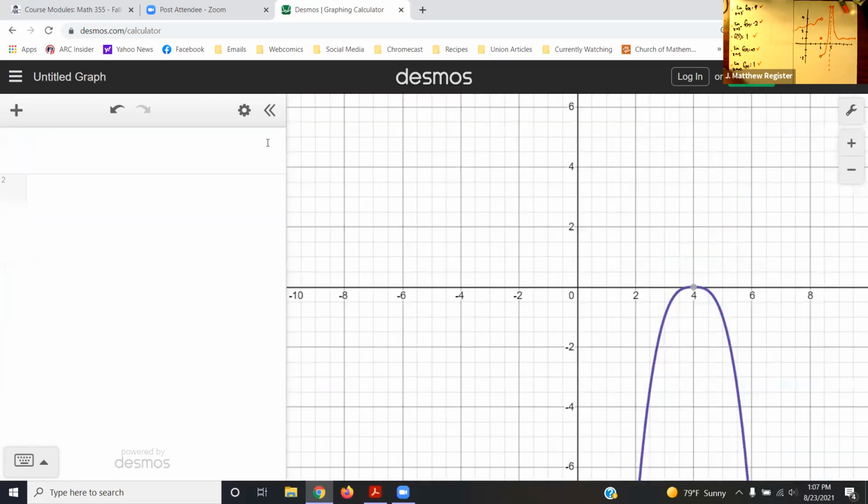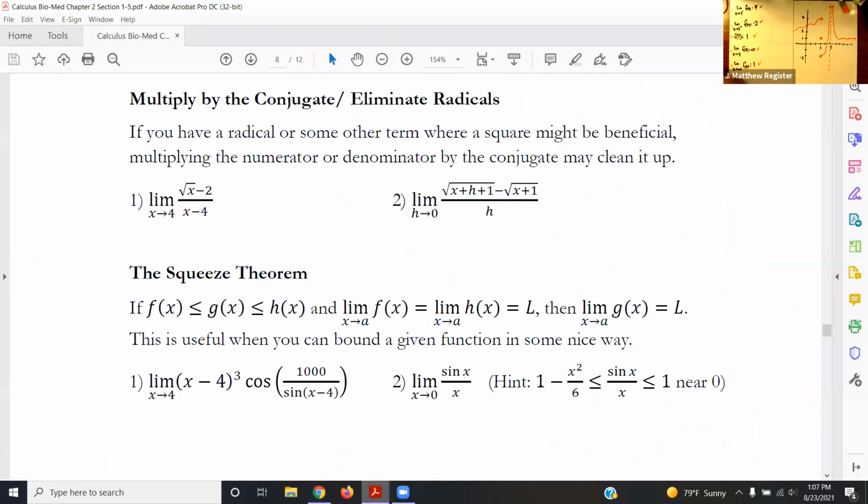The next one is one which, I hate to say it, you're going to have to memorize. The limit as x goes to 0 of sine of x over x. And this gives you a hint for how it would be squeezed. 1 minus x squared over 6 is less than or equal to sine of x over x, which is less than or equal to 1 when you are near 0.